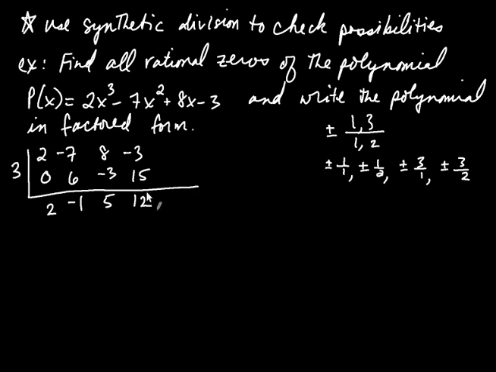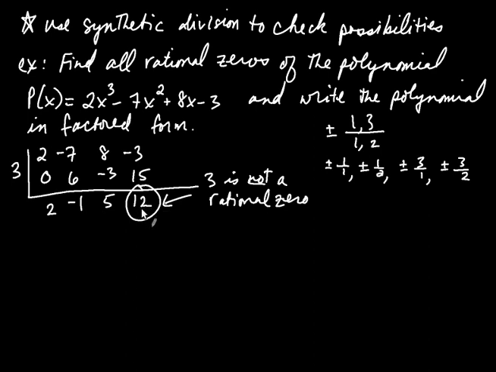Now, the number at the end is the remainder, and the fact that this remainder is not 0 tells you that 3 is not a rational zero. I wanted to start with that because I wanted to show you what it looks like when you test something and it doesn't work. You get a non-zero number right here.